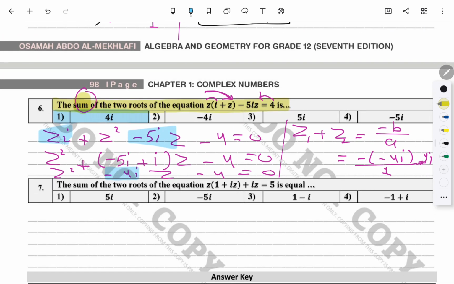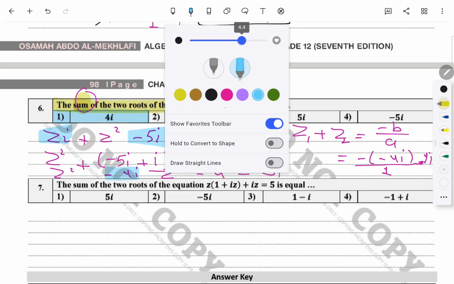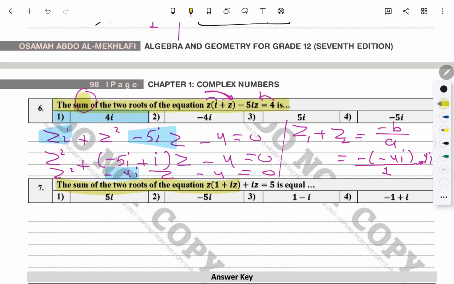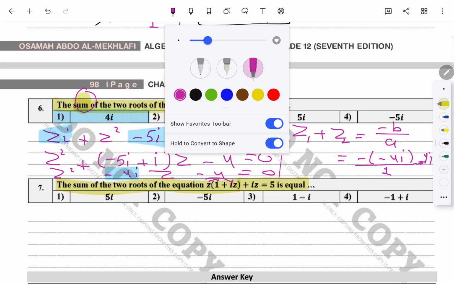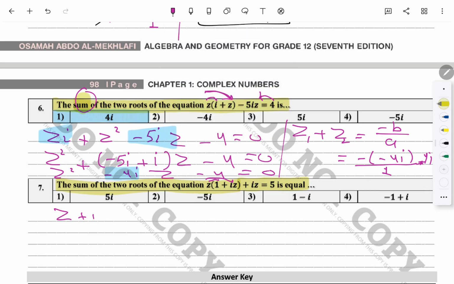Now, question 7, the sum of the two roots of the equation z times the bracket 1 plus iz equals 5. We can do it similarly by expanding first: z by the first and z by the second to get easily z times 1 is z, plus iz squared, plus iz, minus 5, to be sure that your equation is equal to 0. Now reorder them by writing iz squared first and add like terms, which are z and iz.